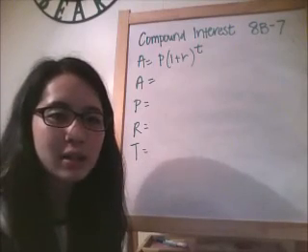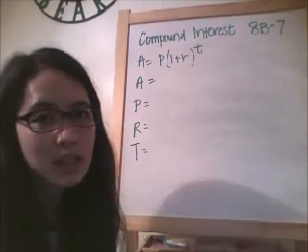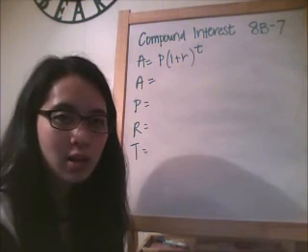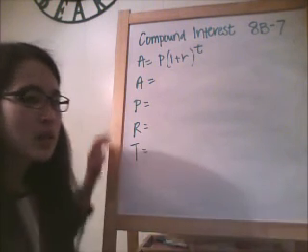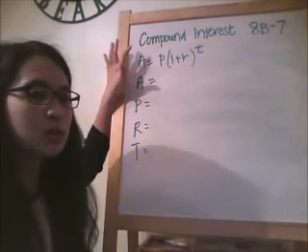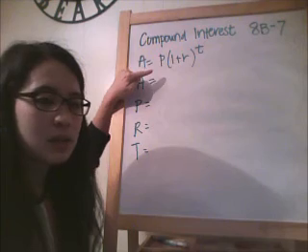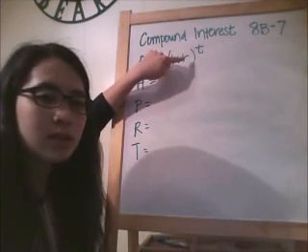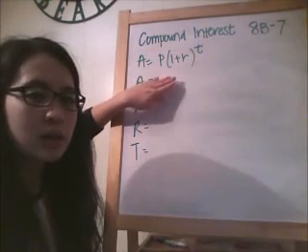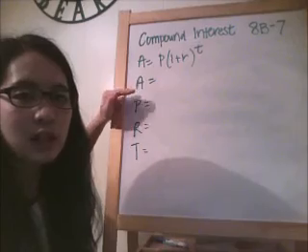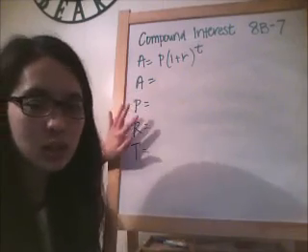Alright class, we're back at it with compound interest 8B-7. It's similar to simple interest but has a little bit more added onto it. So let's get started. The equation that we'll be using for compound interest is A equals P times the quantity of 1 plus the rate raised to the power of the time. It might look a little more complicated, but all you have to do is identify each part and then plug it into your equation.